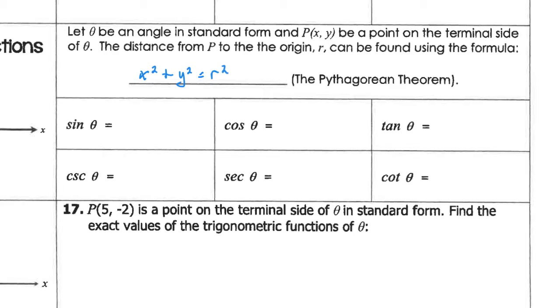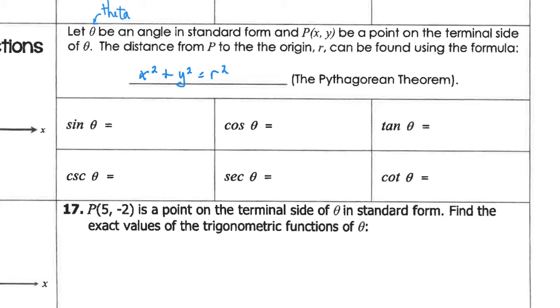So if we read this over here, it says let theta, that's the angle. So there's the Greek letter theta again. So let theta be an angle in standard form, and P, which is (x, y), be a point on the terminal side of theta. The distance from P to the origin, R, can be found using the formula. And this is just the Pythagorean theorem.